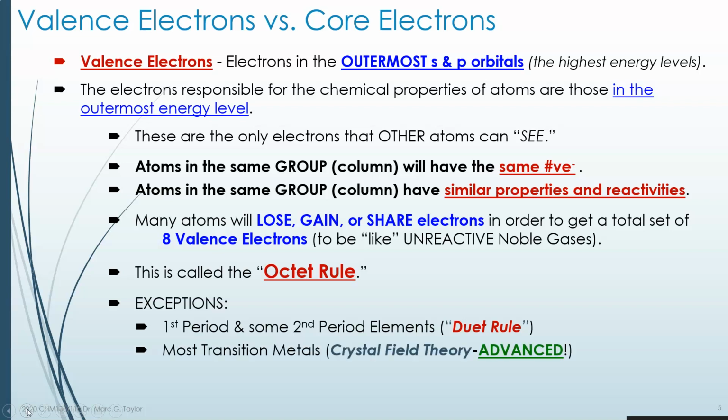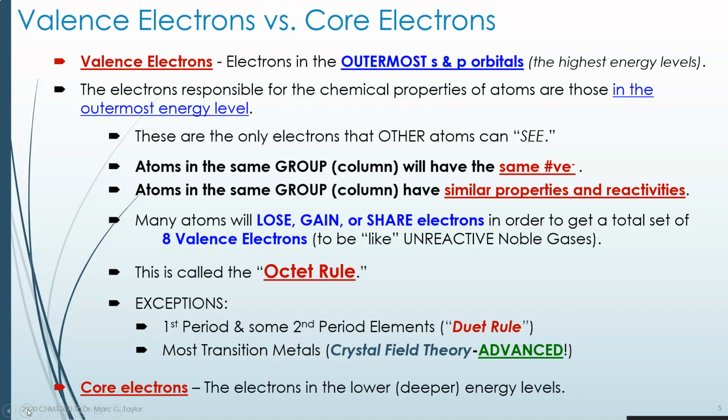The other big exception are all the transition and intertransition metals. They have crazy complex rules based on a whole field of study called crystal field theory. We're not going to talk about that. We barely even touch that in Chemistry 151, which is several courses more advanced than this one.